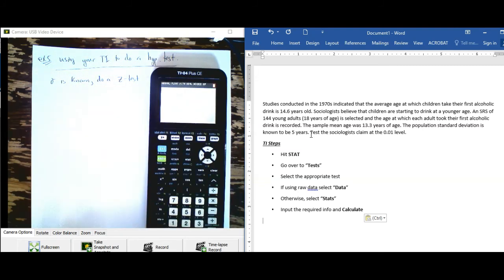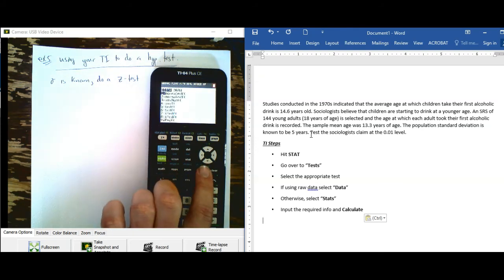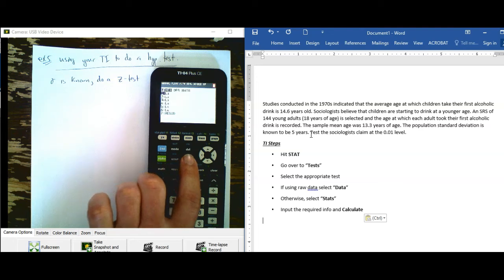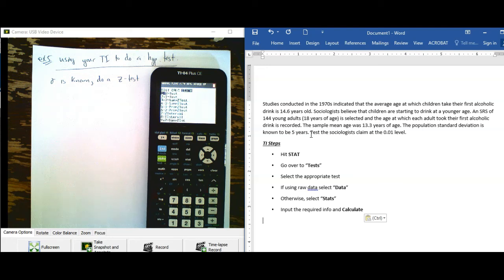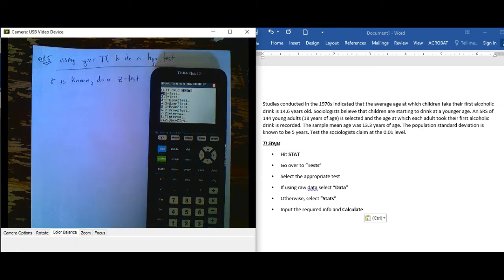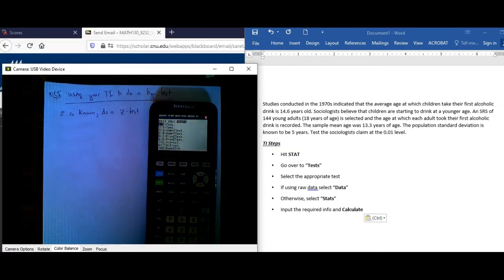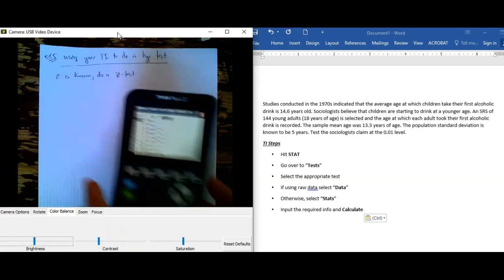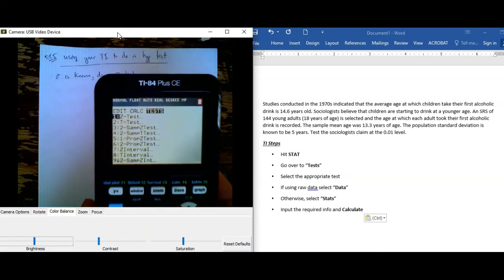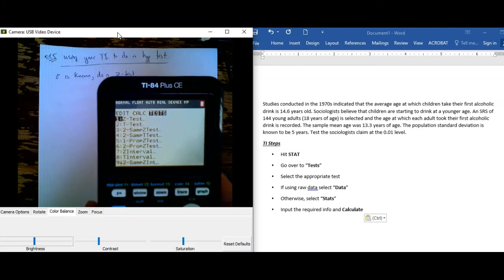All right, so here's how we do it. We're going to go to second stat. Go to stat, go over to tests, and you can see a bunch of significance tests here, okay? So here we have a bunch of tests. We hit stat, we go to tests. You can see here we have a z-test, a t-test, 2-sample z-test, 2-sample t-test, 1-prop z-test, 2-prop z-test, and so on and so forth.